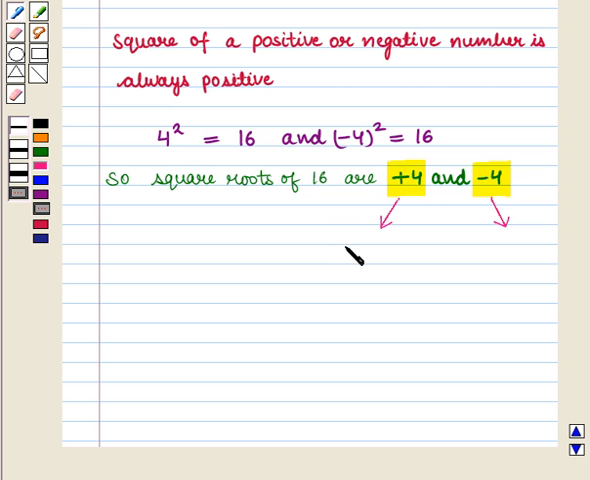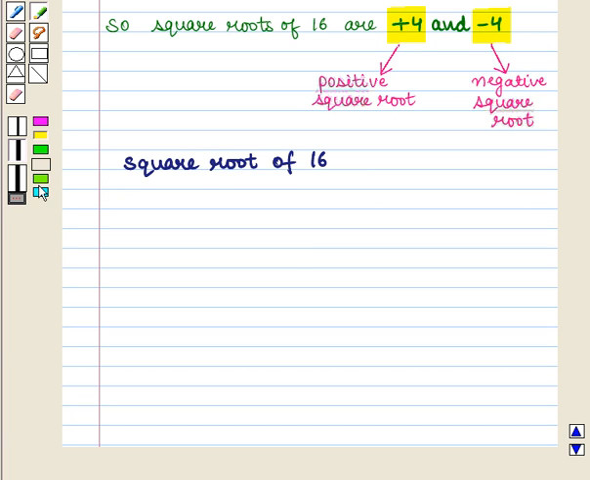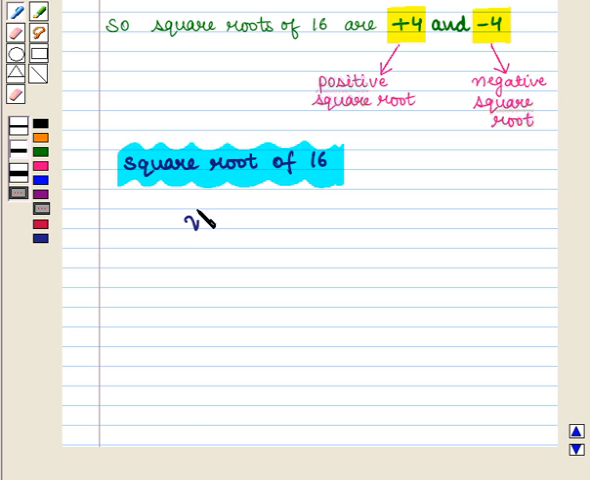Now +4 is the positive square root. And -4 is the negative square root. And we write square root of 16, which is denoted by this, and this is equal to plus minus 4, or we can write it as 4 and minus 4.